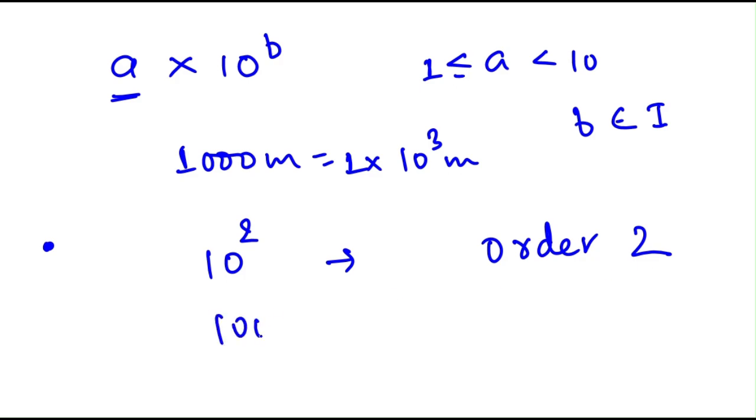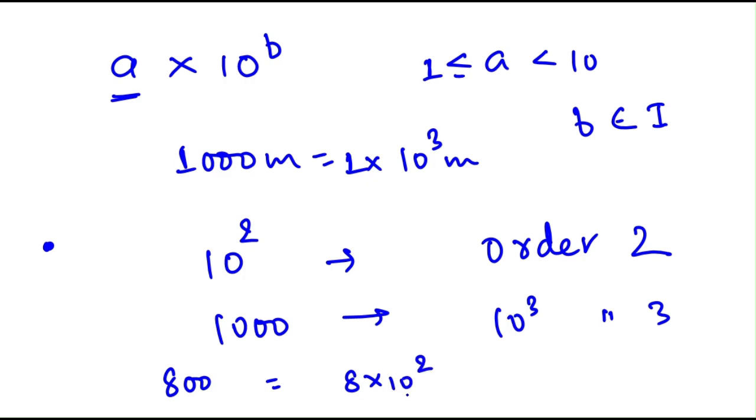Or we have, let's say, 1000, then we can say this is 10 to the power 3 and the order is 3. Okay, in general, if we have something, let's say 800, we can write it 8 into 10 to the power 2. So here we should be careful about saying what is the order of this value. Here we can see there is 10 to the power 2, and then we can say the order is 2, but it is not exactly what we should do.